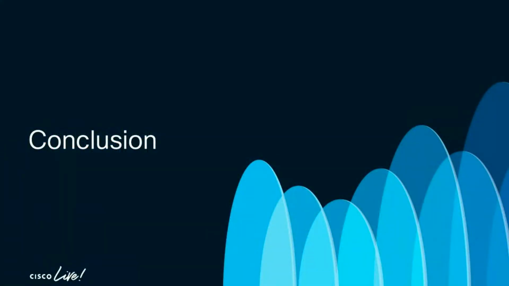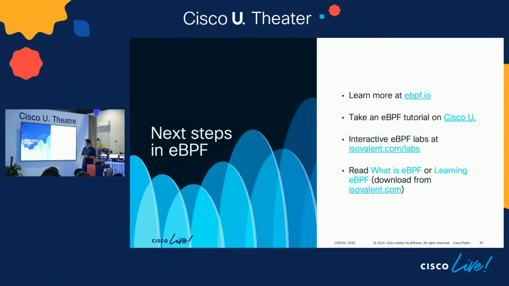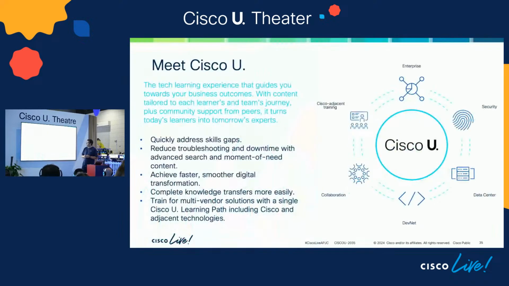So hopefully this was a valuable and informational session for you. Like I mentioned, there's a lot of resources out there on eBPF. You can go to ebpf.io to learn a lot from the folks there who put that together. We do have free tutorials, like I mentioned, available on Cisco U. That's u.cisco.com. And Isovalent also offers some interactive labs that you can leverage as well, and some additional readings. So there's a lot of great resources available to you to skill up when it comes to eBPF.